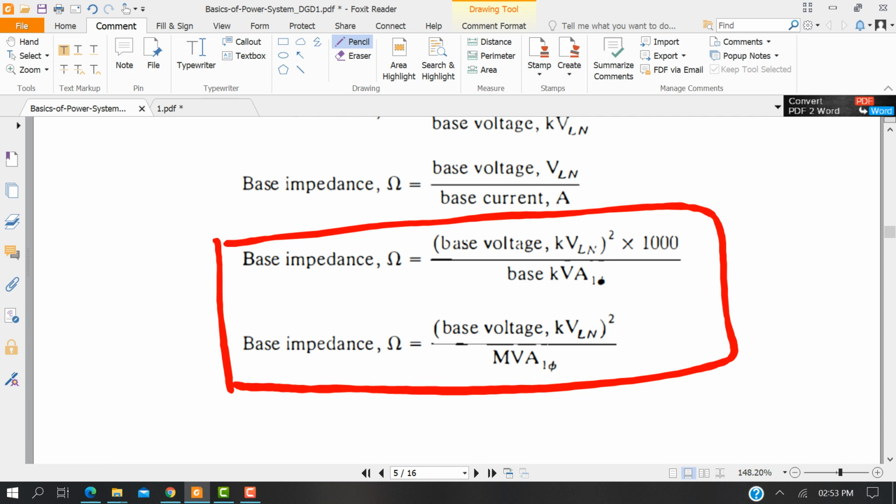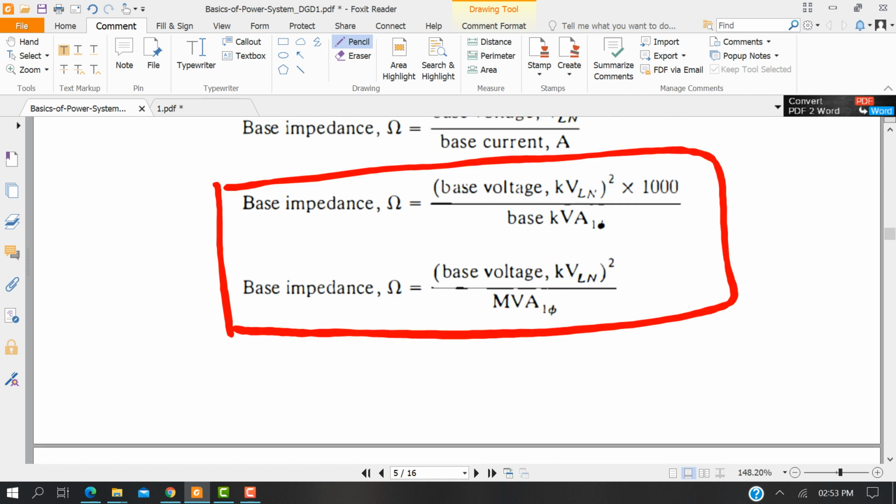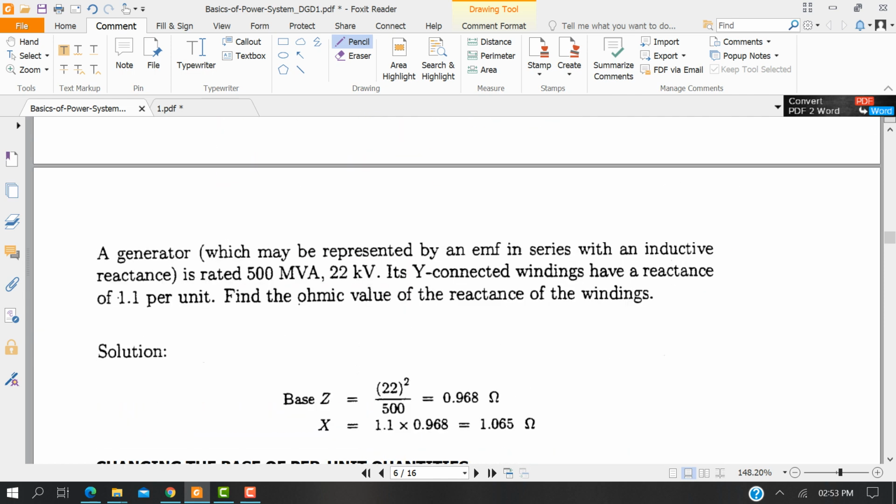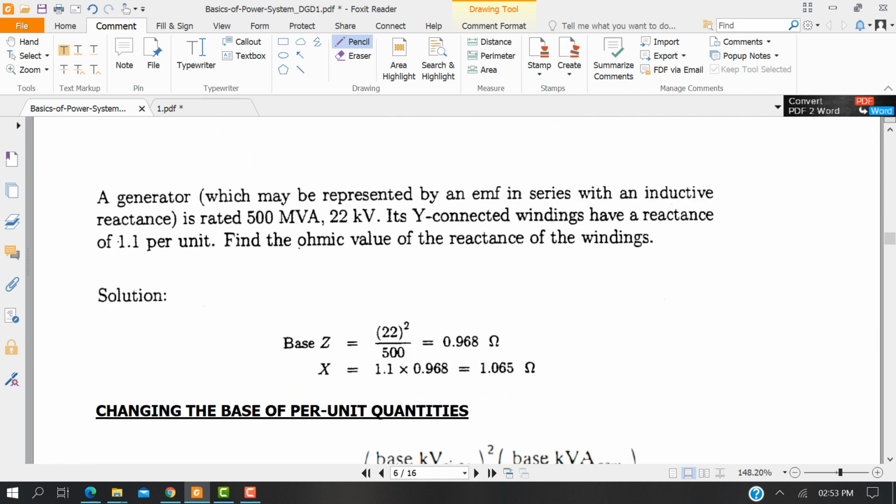So base impedance is base kV squared divided by MVA, or it can be written with kVA, given in volt-ampere, and it is line to neutral. So it can be used for single phase. In three phase it should be line to line, but the formula remains the same. Okay, just go down. Let me show an example here.